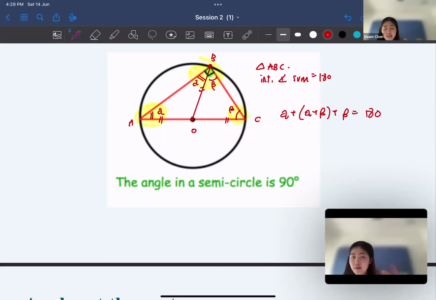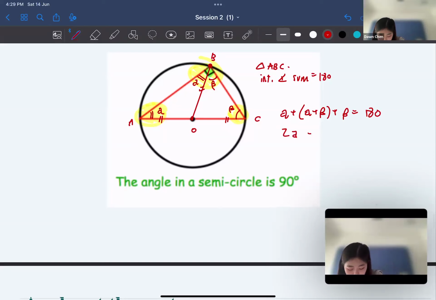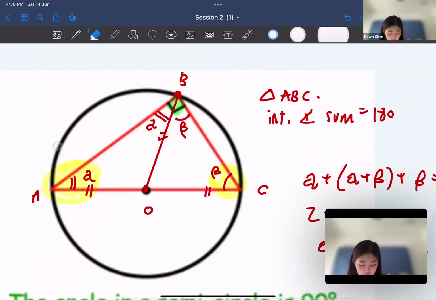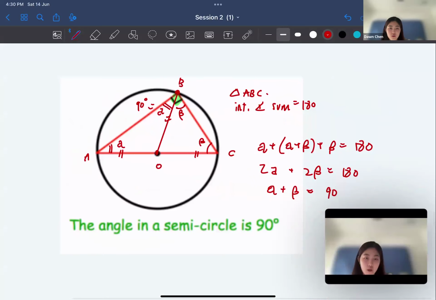Now, if we treat this as an algebra problem, that becomes 2 alpha plus 2 beta is equal to 180. We divide both sides by 2, and we get alpha plus beta equals 90. And now if we look back at which angle is alpha plus beta, this green angle is alpha plus beta, and we know that this is going to be equal to 90 degrees. So that's one way you can show that the angle in a semicircle is 90 degrees. Do you have any questions?